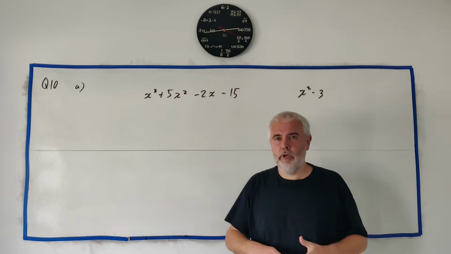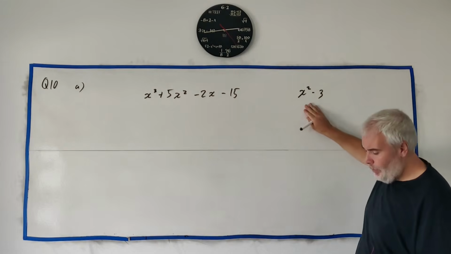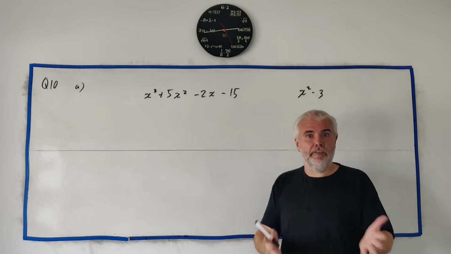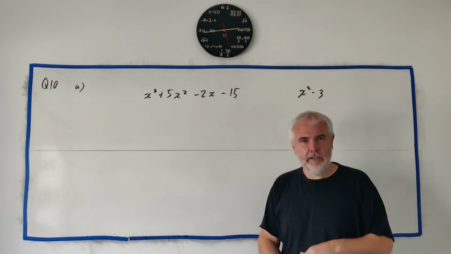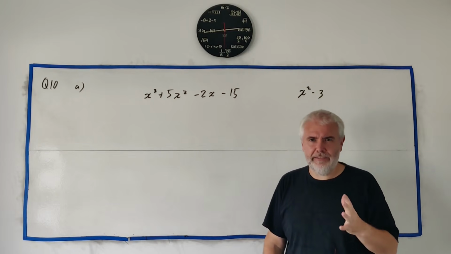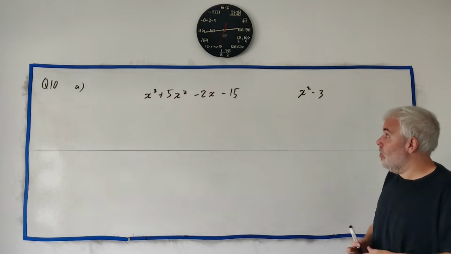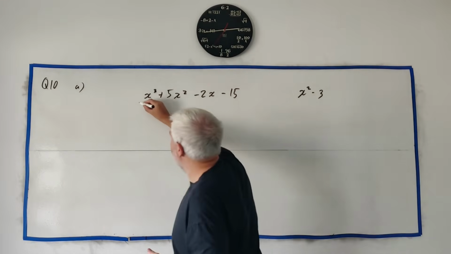In question 10, we're given this polynomial and we're asked to divide it by this polynomial and to find the quotient and the remainder. That's good information. We know there's going to be a remainder now. It doesn't go in evenly, so this is not a factor. There is a remainder. So how do we do that? We just do long division.